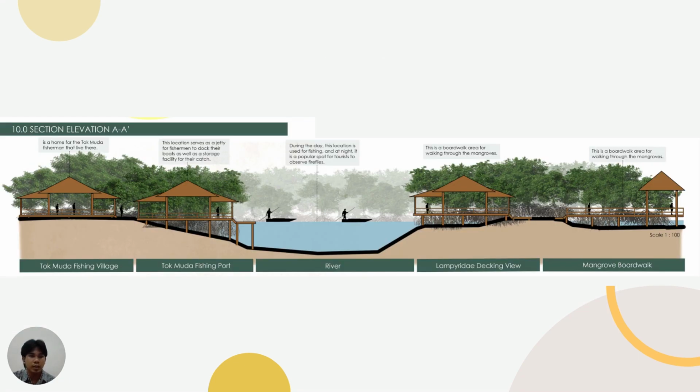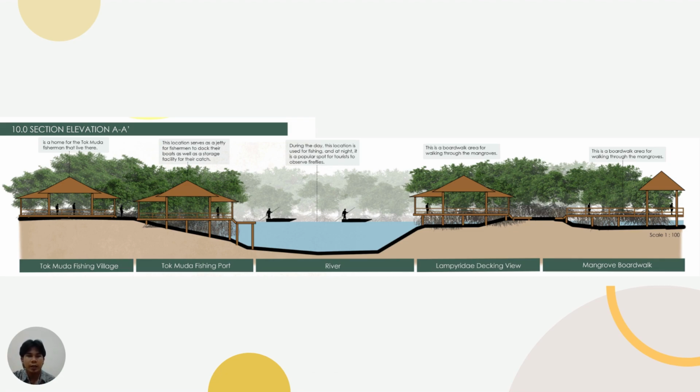Next is section elevation A prime. At the left side is the Tok Muda Fishermen Village. This is where the fishermen all live. And the next is the Tok Muda Fishing Port. This is where the fishermen's activities start. And at the middle is the river.